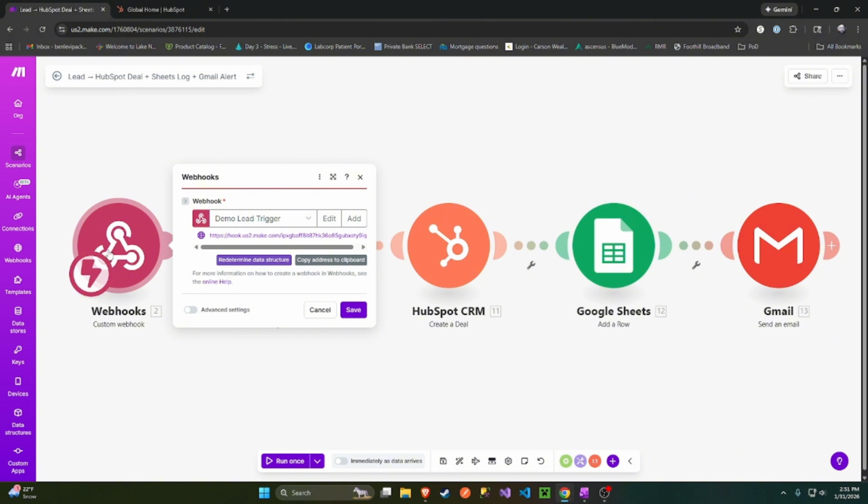This webhook module isn't just a trigger, it's a boundary. This is where systems decide what it agrees to accept as a lead. Every system needs a front door, and if the front door is vague, the system spends the rest of its life compensating.